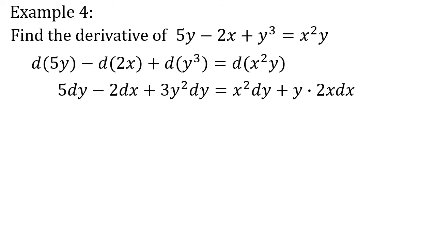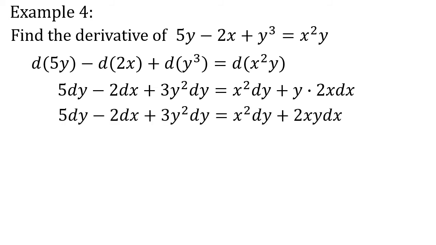Do not forget the sign. The derivative of y cubed is 3y squared dy. The derivative of x squared y is x squared dy plus y times 2x dx. So this was obtained because of the application of the product rule. Okay, so y times 2x dx will be simply 2xy dx.